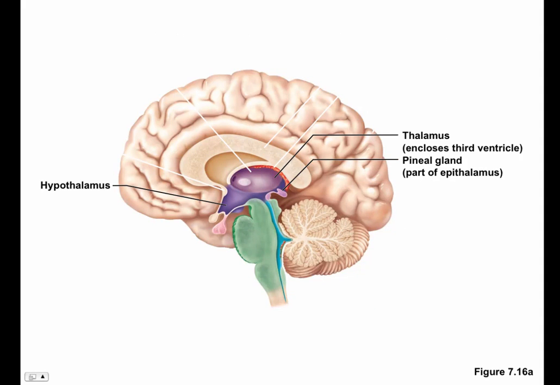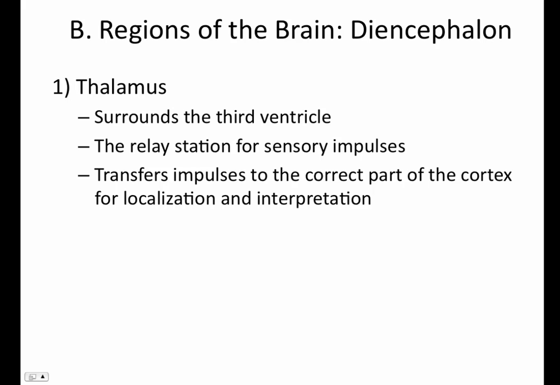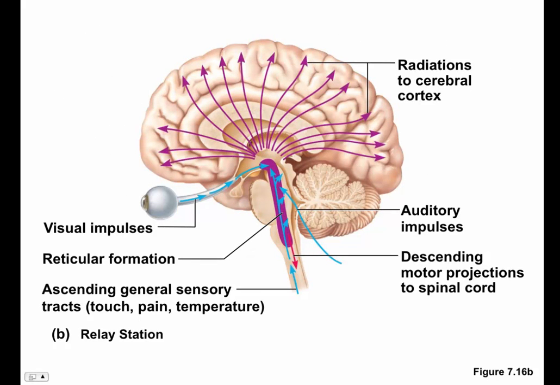And so here is the thalamus. It's enclosed by what's called the third ventricle. Hypothalamus is anterior, and then the pineal gland is one structure that's part of the epithalamus back here. Let's go over the functions of these different regions. The thalamus surrounds that third ventricle, and it acts as a relay station for your sensory impulses. Meaning that, let's just scoot to the next picture really quick.